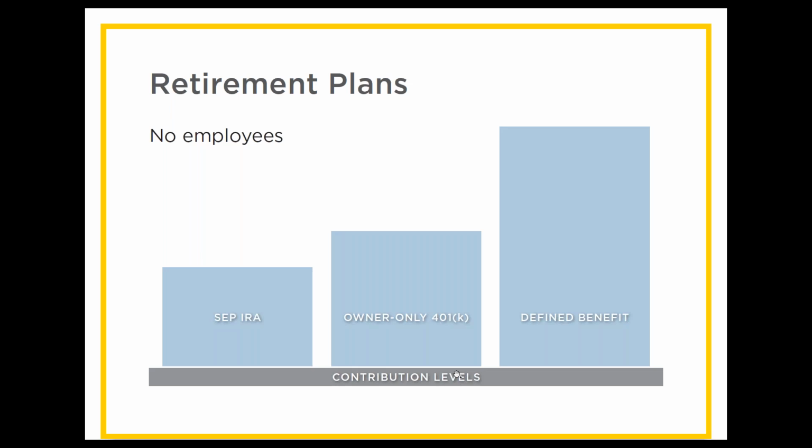However, the owner-only 401k or the simplified 401k plan is for a business that has no employees other than the owner and his or her spouse. So the last thing to think about is if you want to contribute more for yourself than allowed by the SEP or the owner only, you would want to consider the defined benefit plan.